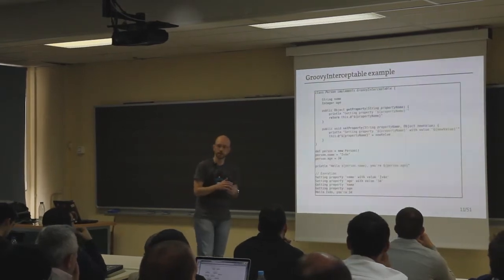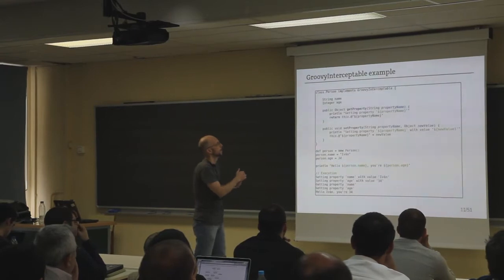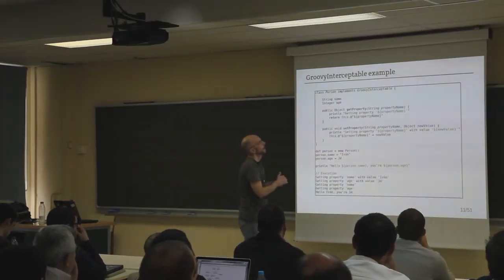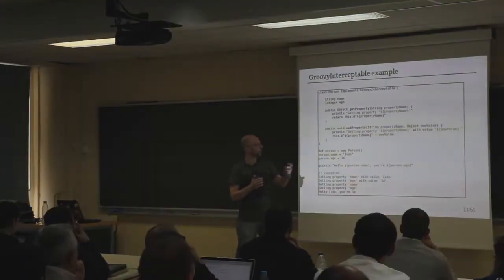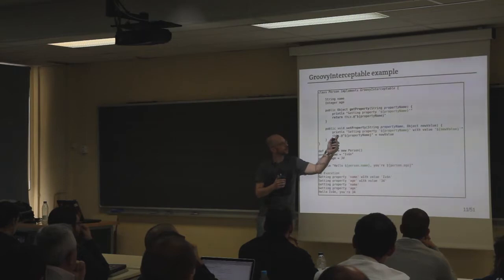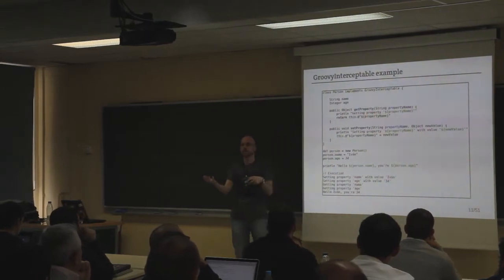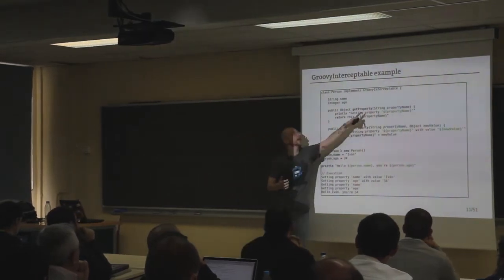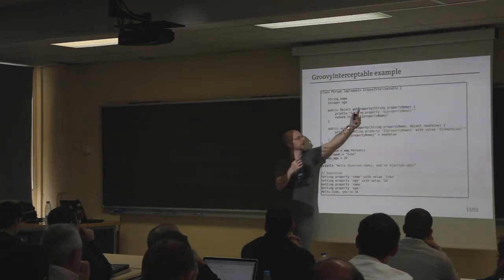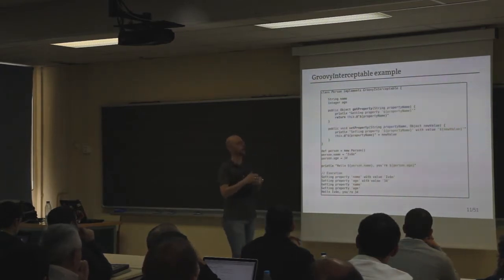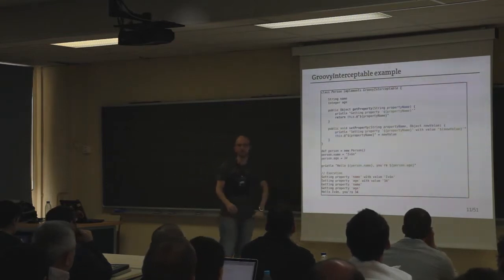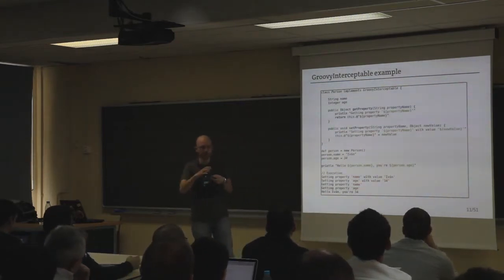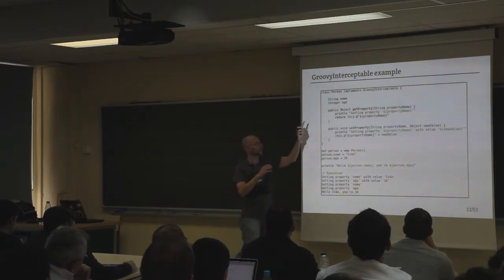So here is a little example. We have a class that implements GroovyInterceptable, and we are overriding getProperty and setProperty. Here we create a new instance. So this will be something like this.getName, and it will be hooked or caught by this method again, and we get a stack overflow error. With the @ symbol, we access the property directly.